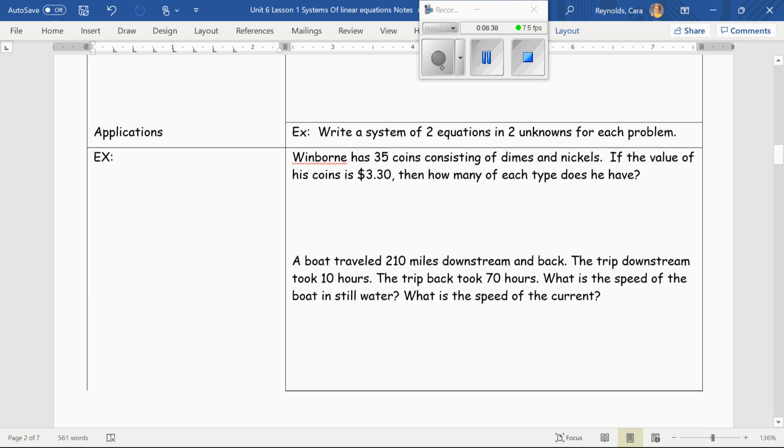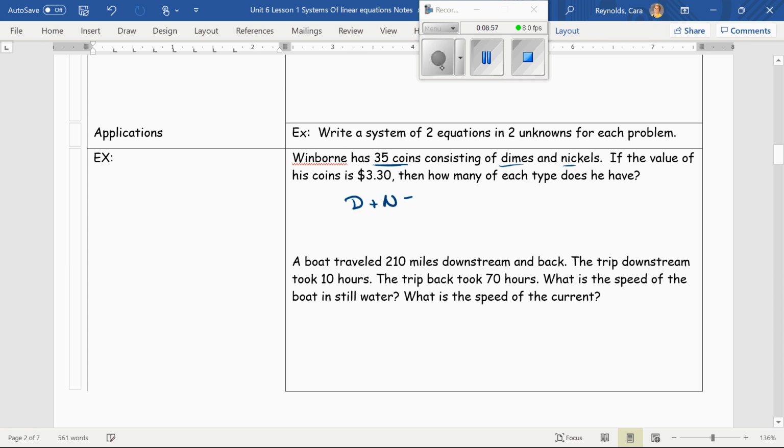All right. Word problems, don't overcomplicate them. It's usually one equation per sentence, and you're looking for the totals or the relationships between the variables that they give you in order to write those equations. So Weinborn has 35 coins. There's one of your totals, dimes and nickels. So dimes plus nickels will equal 35. All right. If the value of his coins, all right, so now we're talking about total value, is 330, then how many of each does he have?